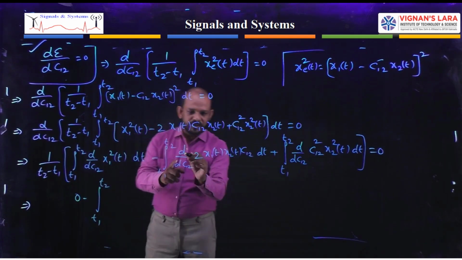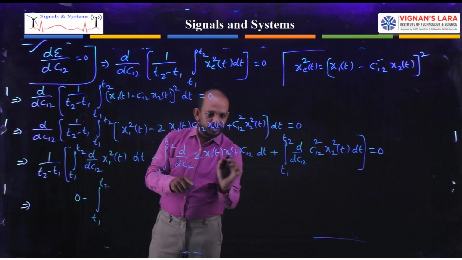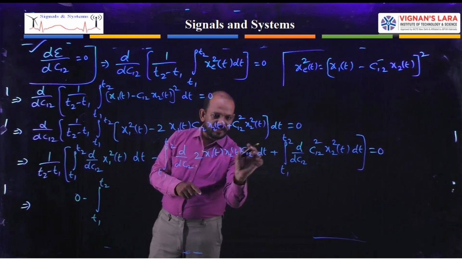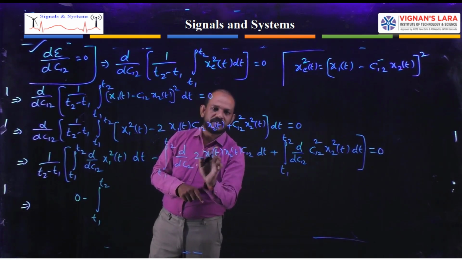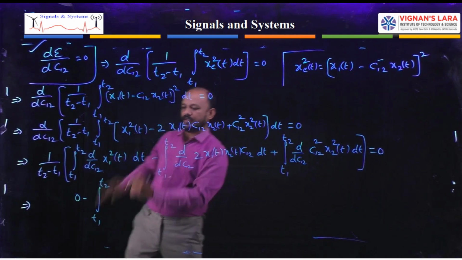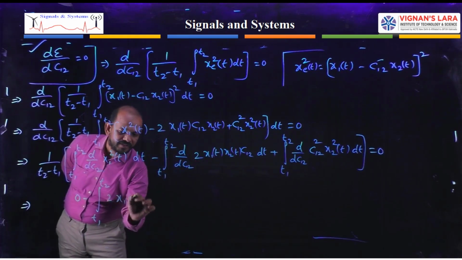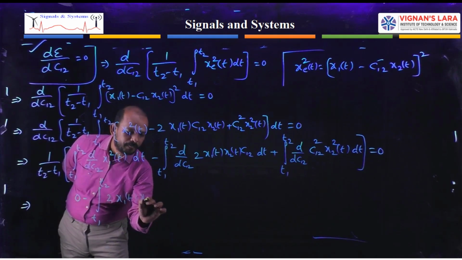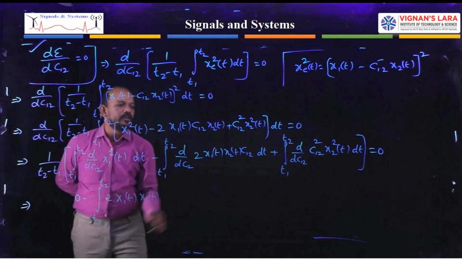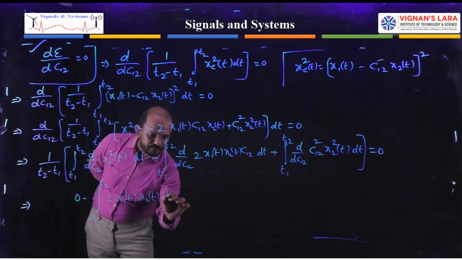So here also, differentiation of this one with respect to c12. Here this is c12, the variable, and we have to treat all these others as constants. So I have to write the constants here: 2 into x1 of t into x2 of t, dt. This is the differentiation value.